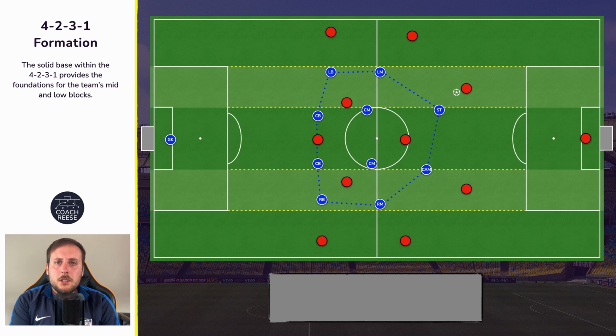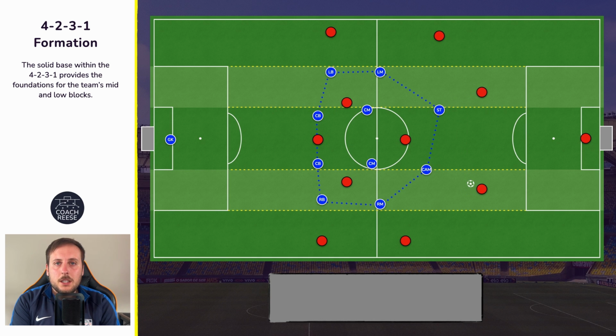There may still be an opportunity to press from within a mid-block, but this will be a little bit more passive than what we would see within the team's high block. And this is because as they move closer to their own goal, the risk increases. So should a player break the structure and allow the opposition an opportunity to play into central areas, it can be very dangerous for the defending team.